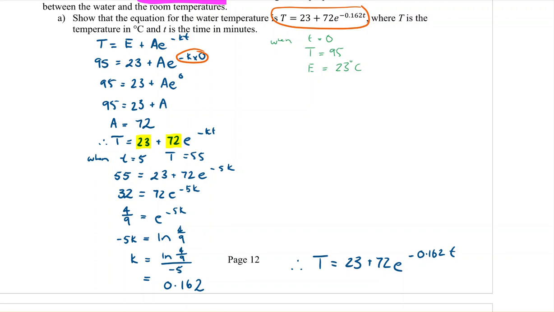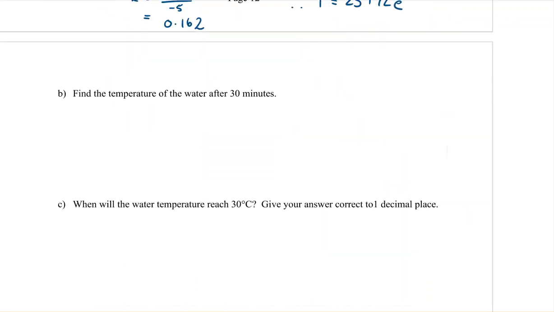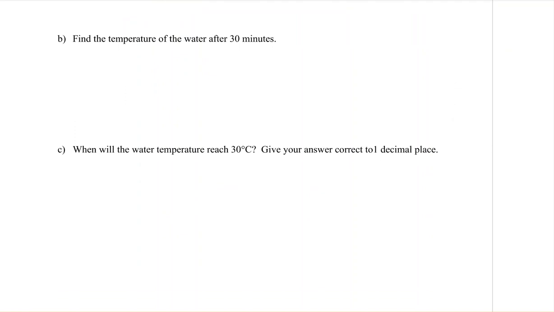All right, we have to do some more stuff with that. Now that we have an equation, what do we want to find? Part B. Find the temperature of the water after 30 minutes. So that is going to be when little t equals 30. Just subbing that in, capital T for temperature equals 23 plus 72e to the minus 0.162 times the little t, which is 30. And we can type that in our calculator. If you type it in, hopefully you will get 23.6, and it's degrees Celsius. Please remember to include your units.